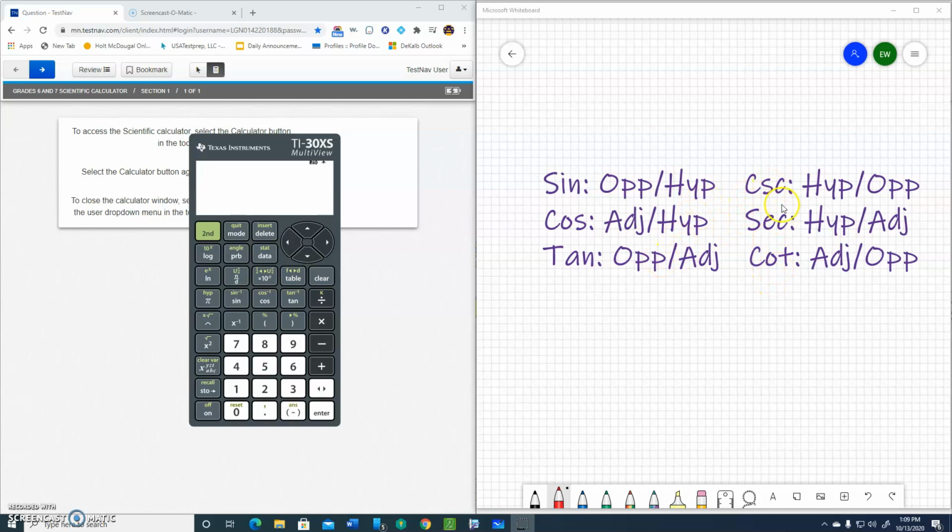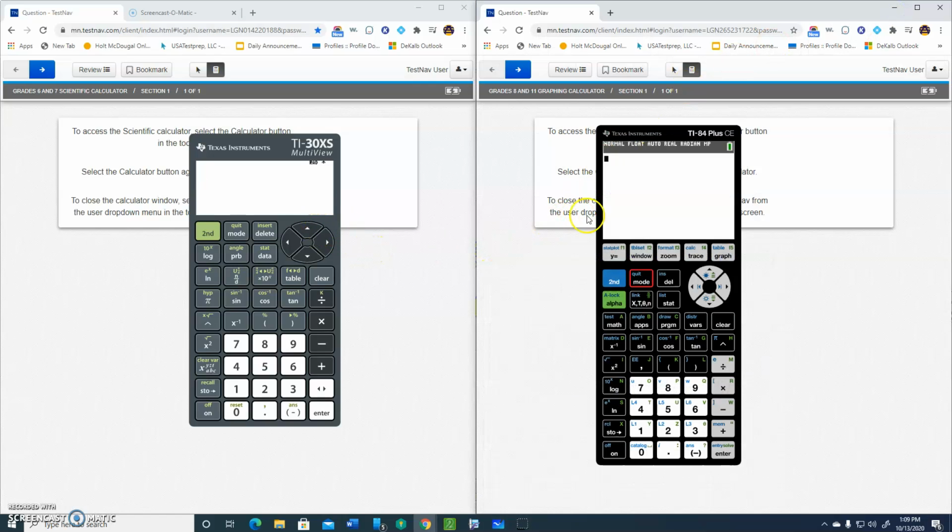So for all three of these, cosecant, secant, and cotangent, it will be as simple as telling the calculator to first find one of the three that's on the calculator and then telling the calculator to reciprocate. So before we begin, we want to make certain that our calculator is in the correct mode. So have both the scientific and the graphing.